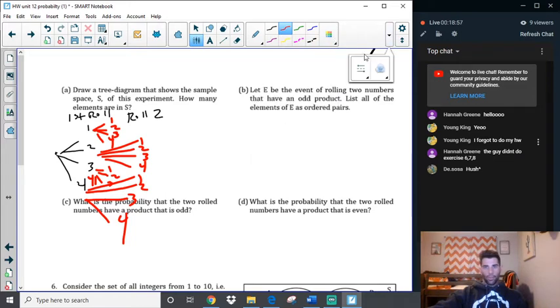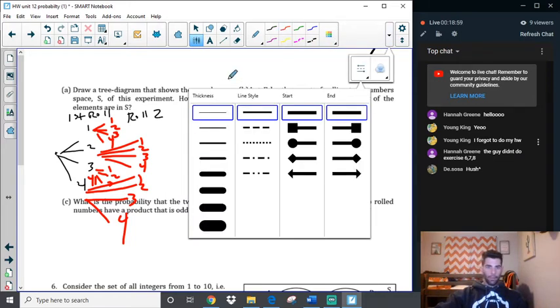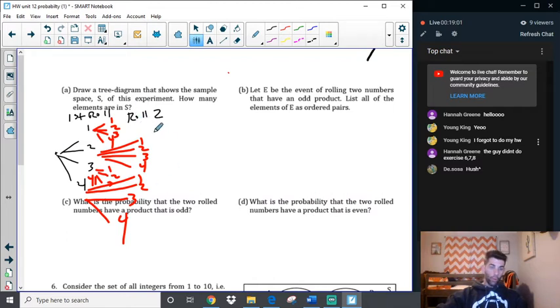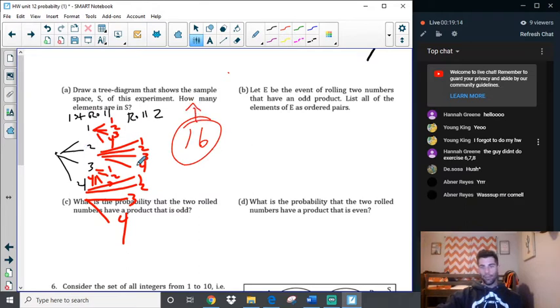Now, question says, okay, so I wrote out, showing this is my sample space, how many elements are in the set? 1, 2, 3, 4, 5, 6, 7, 8, 9, 10, 11, 12, 13, 14, 15, 16, okay? That is exactly how many different ways that you can get, okay?